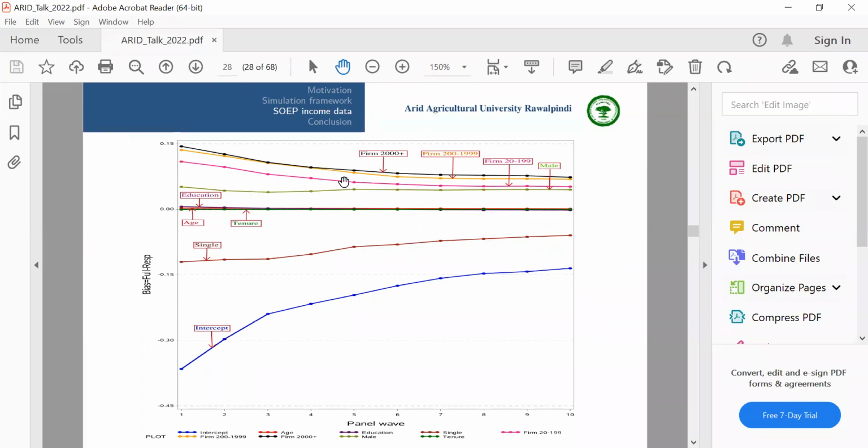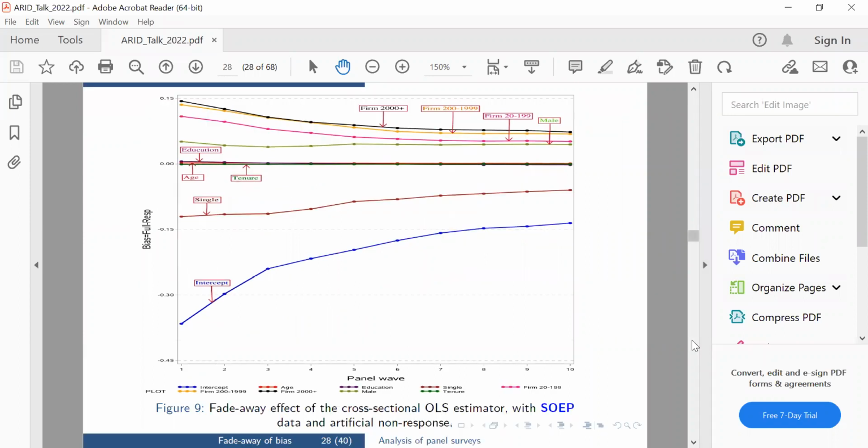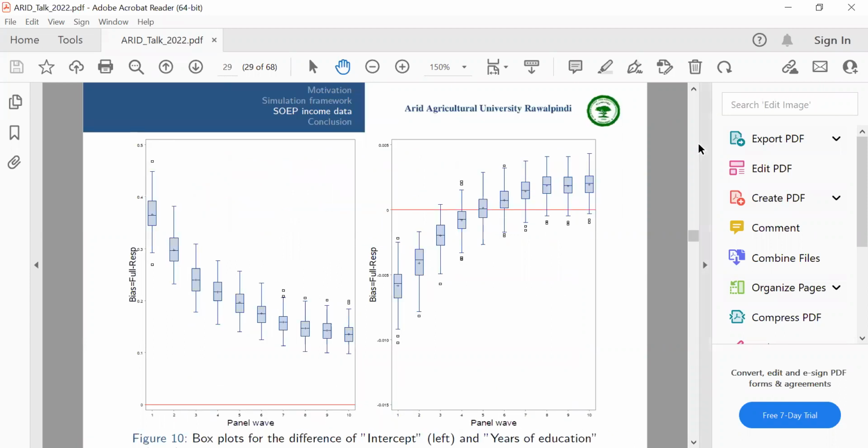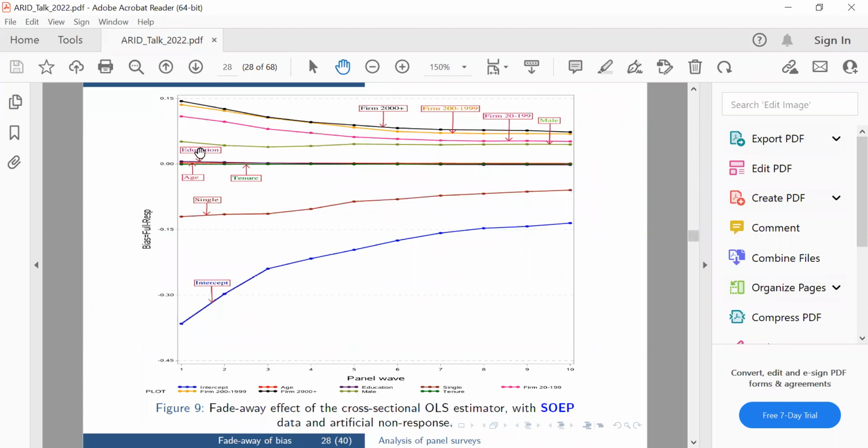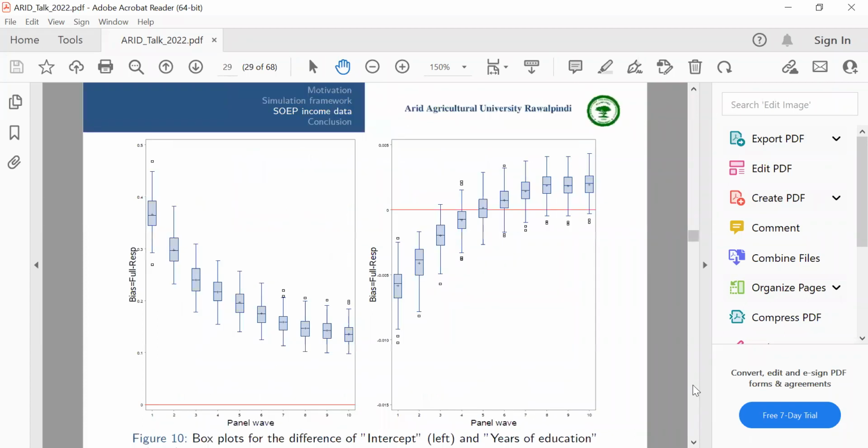Similarly, for other labor market variables, like firm sizes, they are reduced step by step, and you see that for age, tenure, and education, the effect is almost negligible, because these variables are not changing so much over time. So we expect that the fadeaway effect is higher if we have a variable which is changing over time. Otherwise, we would not expect a reduction in bias. There will be no initial non-response bias. So here for age, years of education, and tenure, there is no initial non-response bias. So this variable is of no interest.